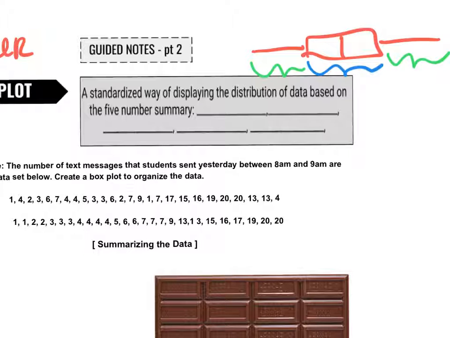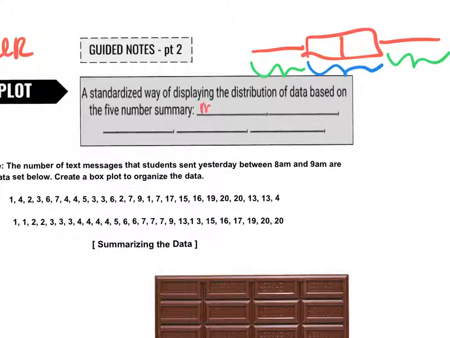In this specific set, we have the numbers 1 to 20. Throughout that range, where is the first 25%? Where's the second 25%? Where's the third 25%? Where's the fourth 25%? We can pull some analytical things off of that once we have it created. So the box plot shows the distribution of the data set based on the 5-number summary.